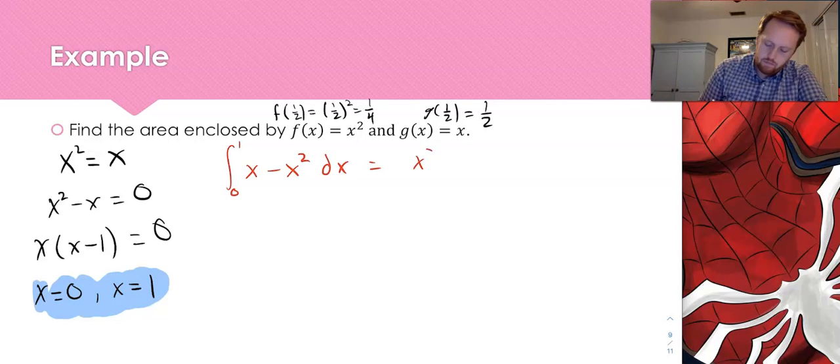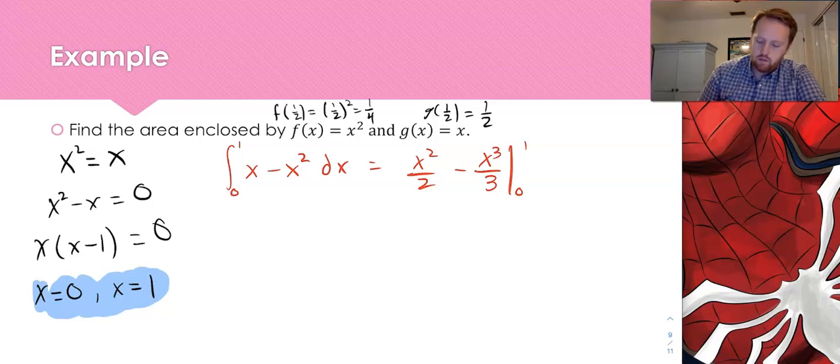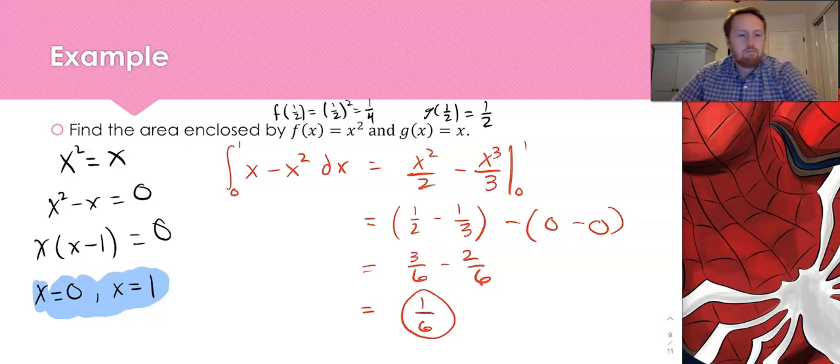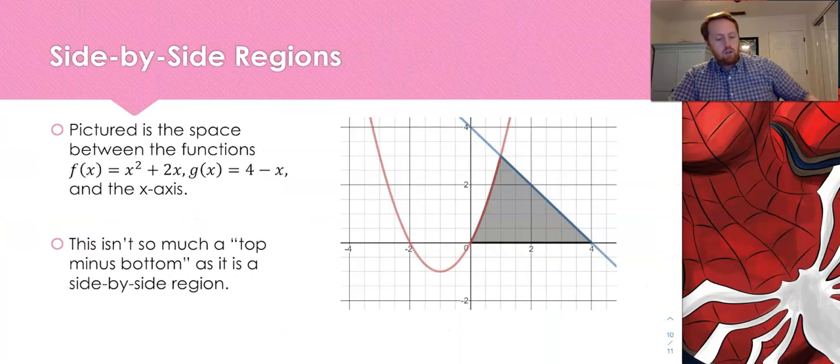Anti-differentiate. Evaluated from 0 to 1. That's 1/2 minus 1/3 minus 0 minus 0. Common denominator. And you get 1/6. We're kind of quick on the arithmetic, but it's 1/6. All right, let's do another thing.